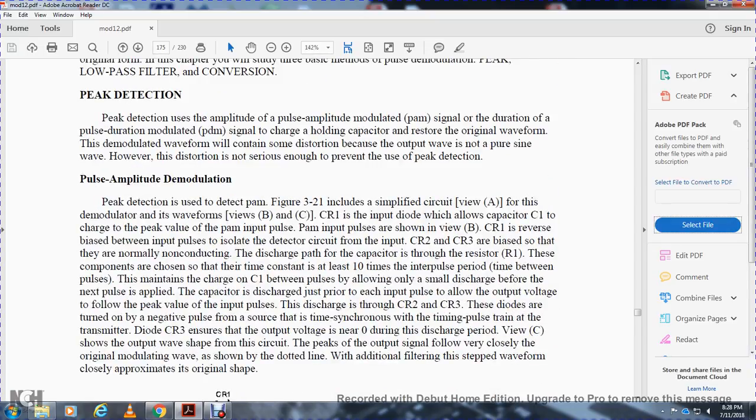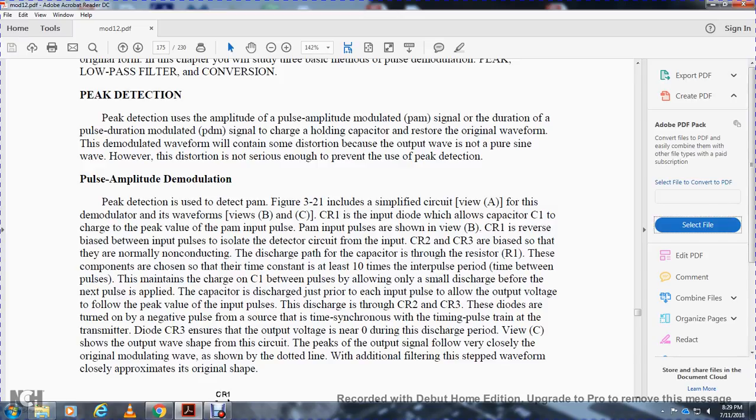Peak amplitude demodulation. Peak detection is used to detect peak amplitude modulation. Figure 321 includes a simplified circuit with the demodulated waveforms. Diode 1 is the input diode, and capacitor 1 holds the peak value of the peak amplitude demodulation. The input pulse of the peak amplitude modulation is shown. Diode 1 is reverse biased between the input pulses for the detector circuit. Diode 2 and diode 3 are back biased, where they are normally non-conductive. The discharge path of the capacitor is through resistor 1.